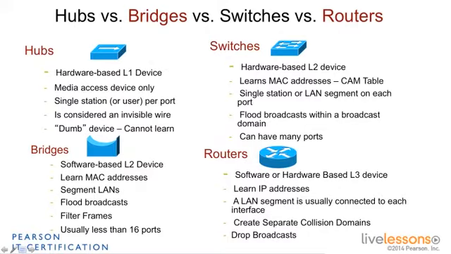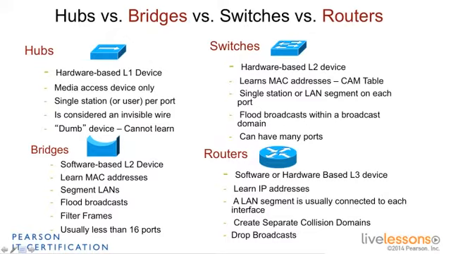A bridge is where we start to talk about optimizing the network. Bridges are generally software-based layer 2 devices. They help us actually separate or create multiple smaller collision domains. But they still flood broadcast, so while they create multiple collision domains, they still have one big broadcast domain. So they help us filter some frames, but they usually have a small amount of ports, less than 16 ports.